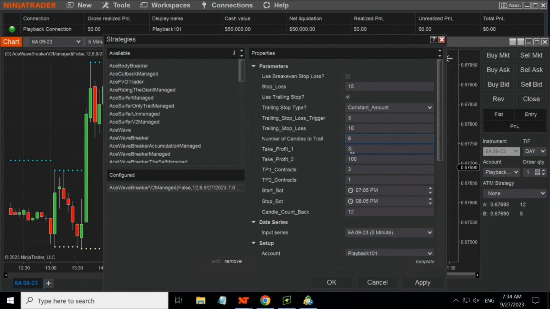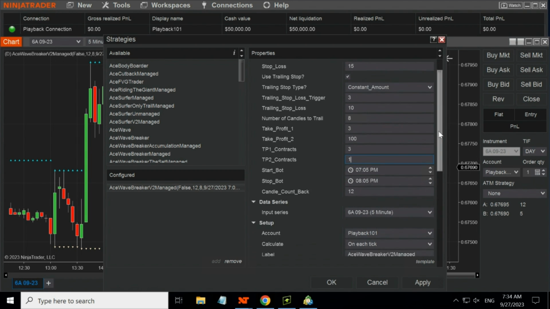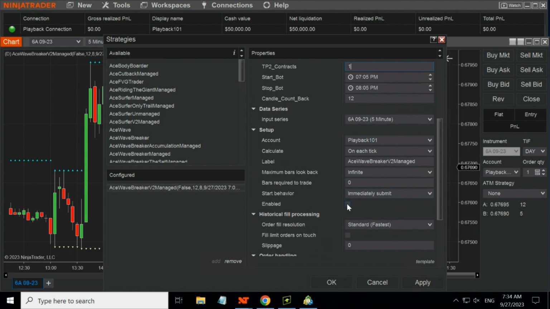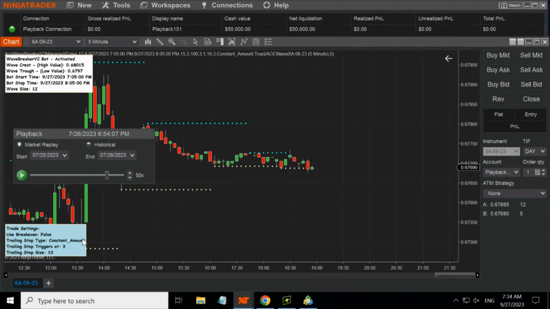I'm still going to take my take profit at 3. I'll set it as 100. Use 3 contracts from my first and 1 contract from my second TP. Everything else is still exactly the same, but now you're going to notice it's going to be a different trail type. So I'll tick this, get us going. You can see now at the bottom, the constant amount.